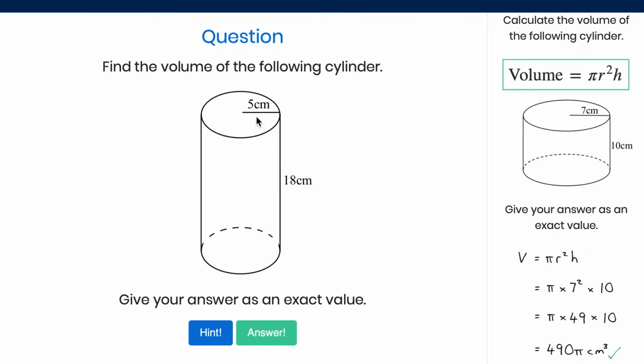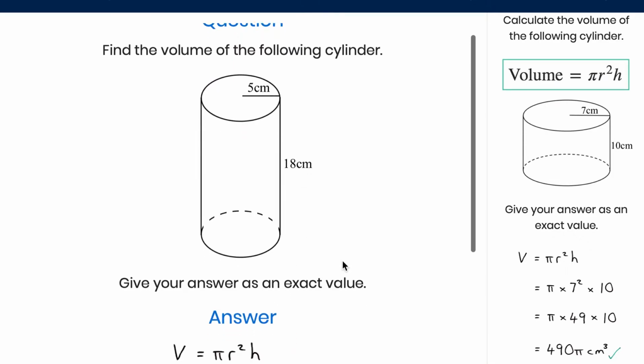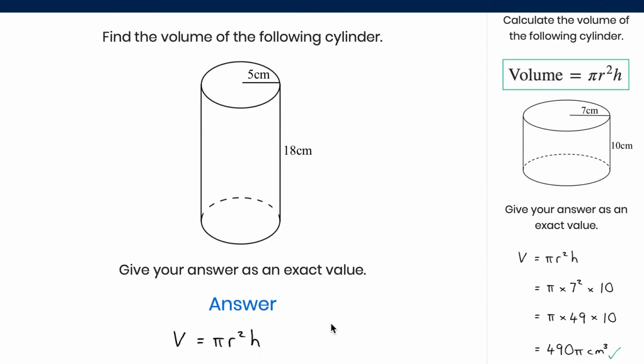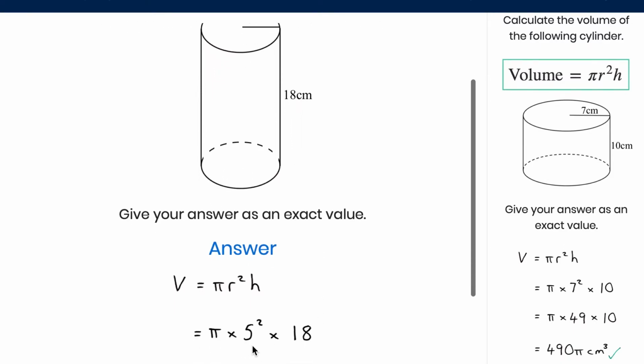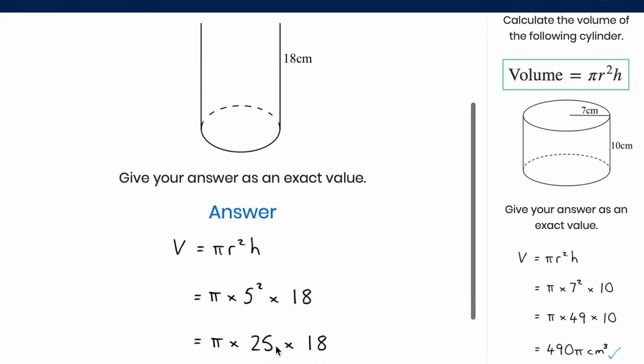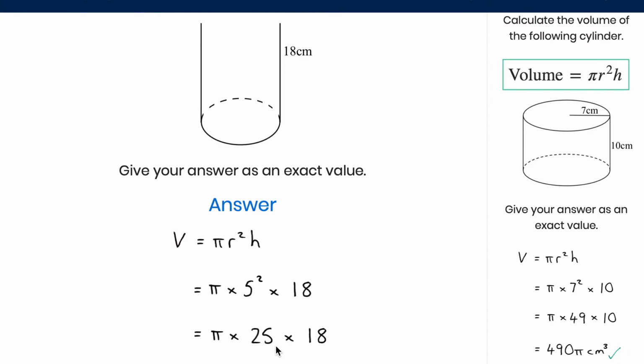This cylinder has a radius of 5 centimeters and a height of 18 centimeters. Again, we write down the formula at the beginning to help remember it. So V is equal to pi r squared h, and then we substitute the 5 centimeter radius and 18 centimeter height to get pi times 5 squared times 18. And this becomes pi times 25 times 18 because 5 squared is equal to 5 times 5, which is 25.